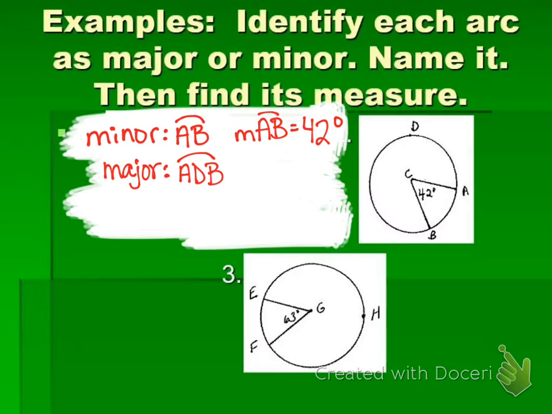We are also going to have to know the measure of that arc. I would agree the measure of arc ADB would be 318 degrees. We take 360 minus the minor arc, and that's how we get the major arc.